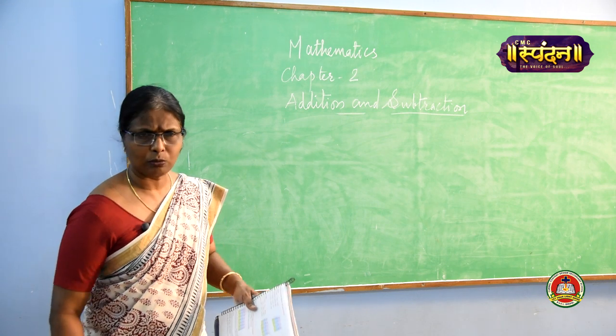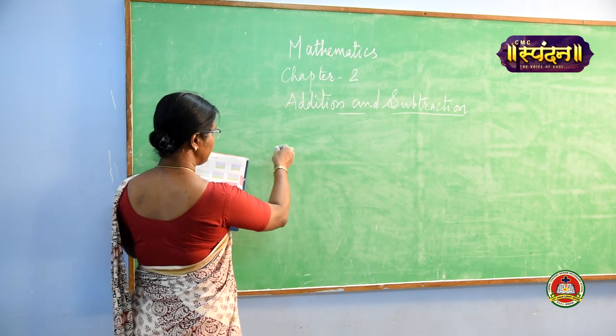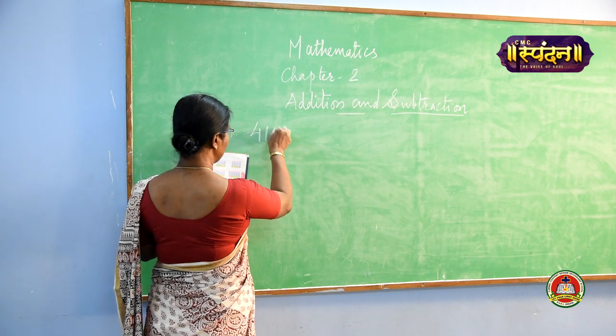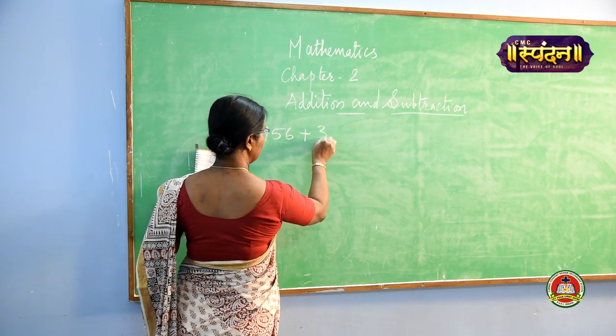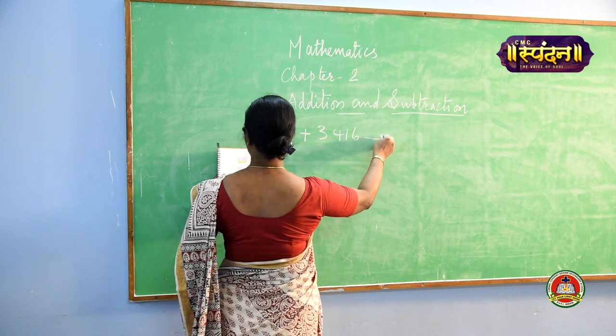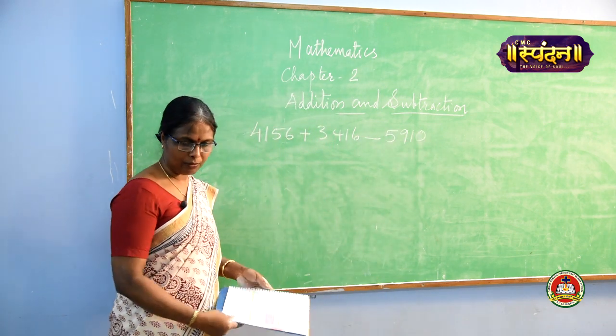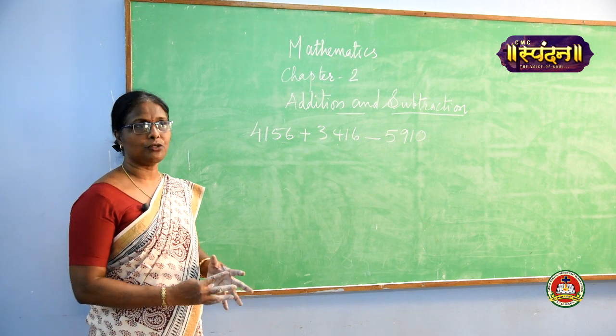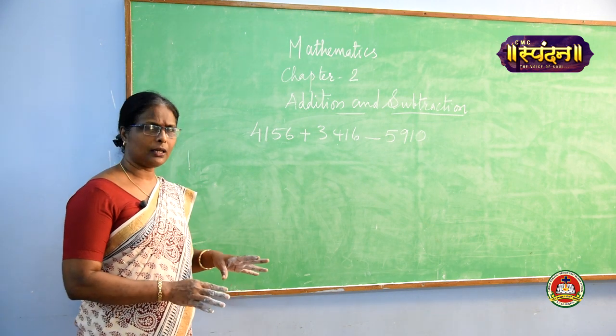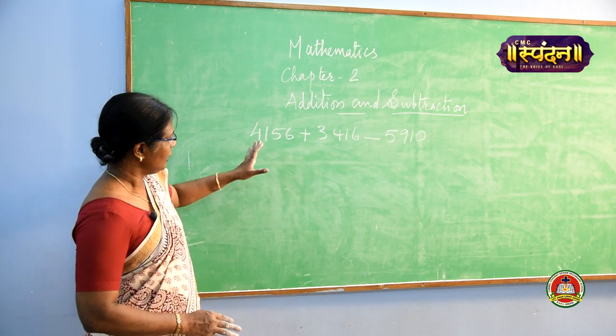Now in case we are adding 3 or more numbers, or 2 or more numbers, I take an example from your book itself: 4156 plus 3416 minus 5910. Here we have both the operations, that is, the combination of addition and subtraction. You can do it in any way.